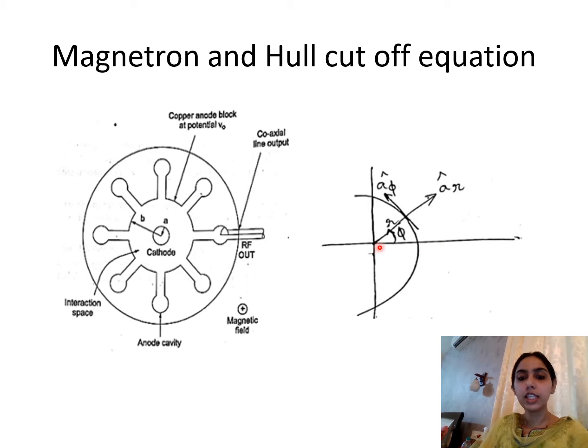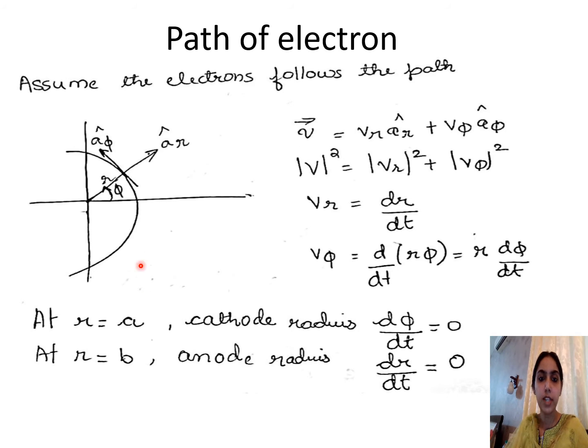Here, r is the radial displacement of the electron and phi is the angular displacement of the electron. The motion or velocity of the electrons can be expressed in terms of the unit vectors ar and a phi. Some extra steps are written here for understanding the path of the electron in a better manner.